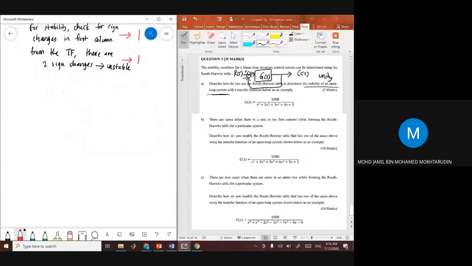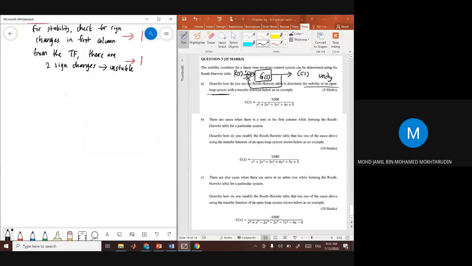Okay, so for the second question, there are cases when there is a zero in the first column while forming the Routh-Hurwitz table. Describe how you modify the Routh-Hurwitz table in one of the cases above. Okay, so dia bagi transfer function baru.